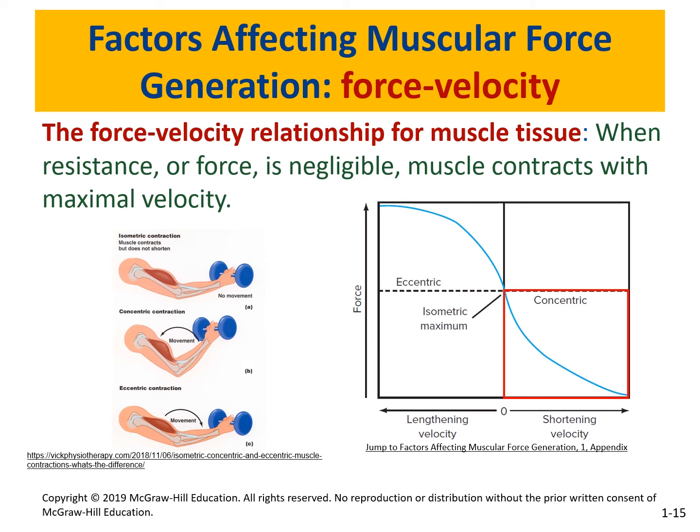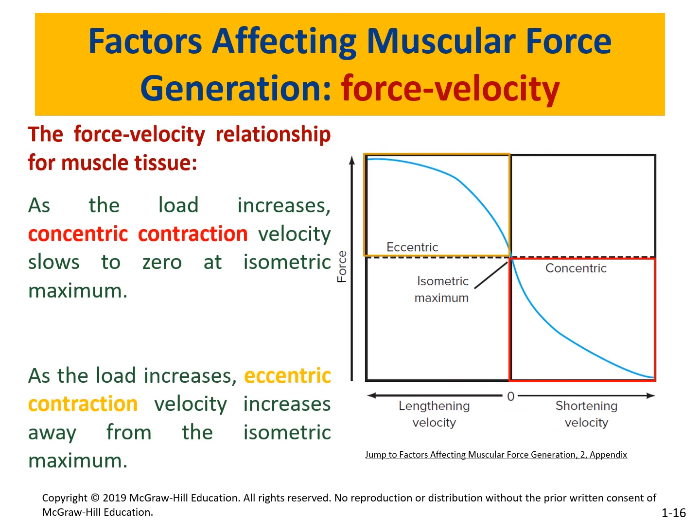Okay, so the force-velocity relationship of a muscle tissue: when resistance or force is negligible, the muscle contracts with maximum velocity, and as the load increases, concentric contraction velocity slows down to 0. We understand that. As the load increases, eccentric velocity increases. So if you are on a bar going up and down with weight, the larger the load, the faster you go down. The heavier the subject, the faster they go down.